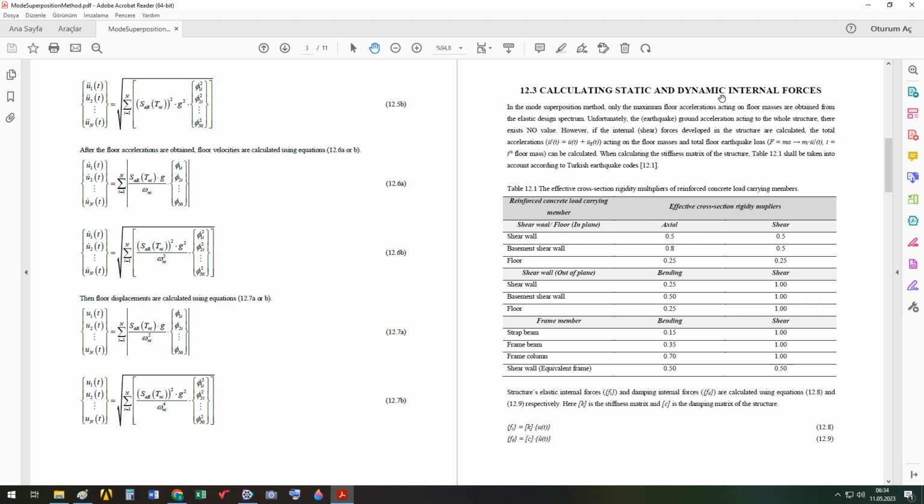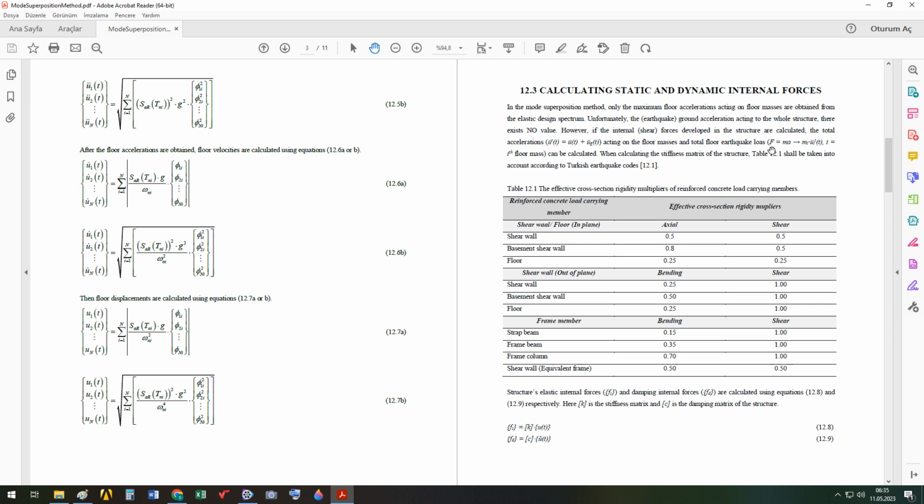And calculating static and dynamic internal forces. We cannot calculate the earthquake forces acting on the floor masses, because here acceleration has two components: one is floor acceleration, one is ground acceleration. We don't know the value of ground acceleration. From the elastic design spectrum, we take the floor accelerations, or floor velocities, or floor displacements. This value is unknown, so we cannot calculate the equivalent earthquake load acting on the floor masses.